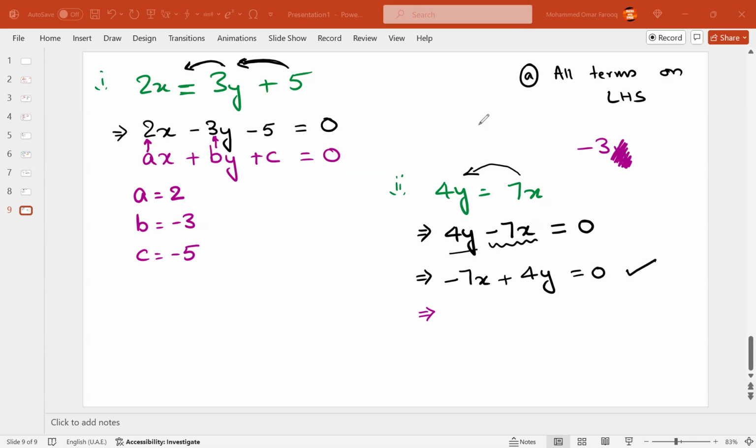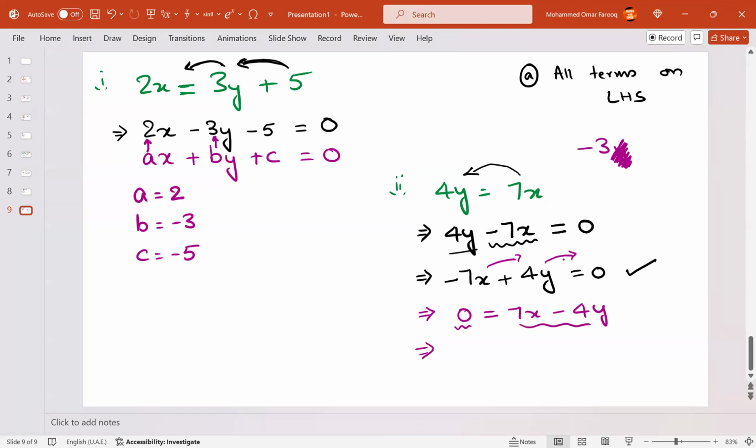See, I'll explain the second method. I transpose -7x to that side and 4y also. When I transpose both, the left side will be 0, and it becomes 7x, and plus 4y becomes minus 4y. So this is the answer. So when you have left hand side and right hand side, you can write it like this: 7x minus 4y equals 0. Understood? Yes, sir.